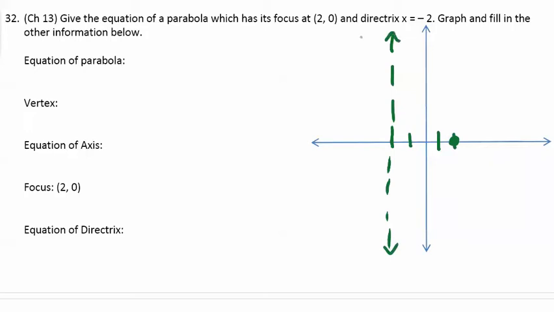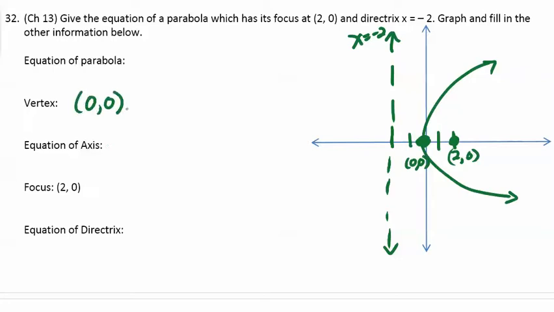Can you picture a parabola? It has to wrap around its focus and away from its directrix. So we know we can split this distance pretty easily. If the focus is at (2, 0), this parabola has to have its vertex halfway between, at (0, 0). So this distance is p, the distance from the vertex to the focus, and the distance from the vertex to the directrix is the opposite of p.